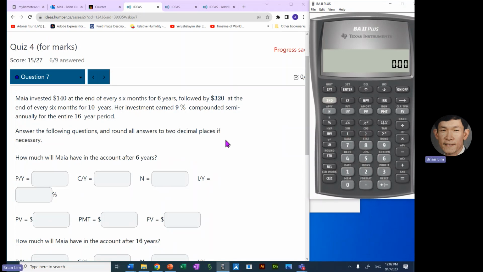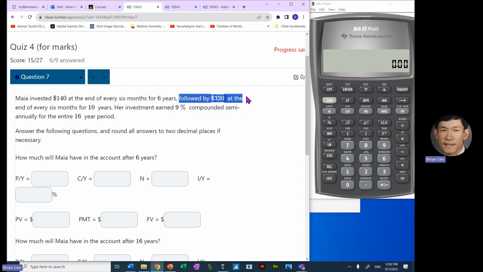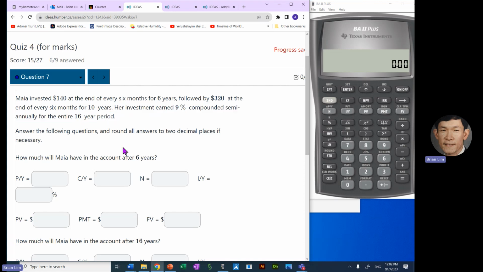Okay, another episode in calculations involving annuities. In this case, we have two consecutive ordinary simple annuities. Maya invested $140 at the end of every 6 months for 6 years, followed by $320 at the end of every 6 months for 10 years. Our investment earned 9% compounded semi-annually for the entire 16 years.